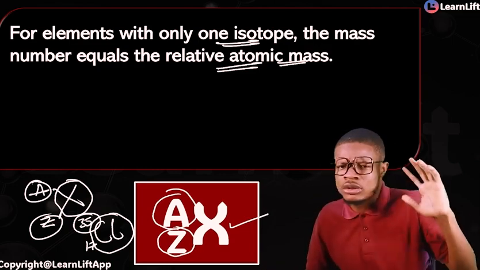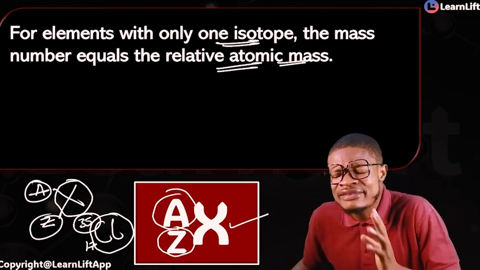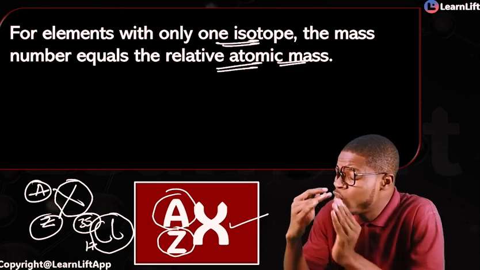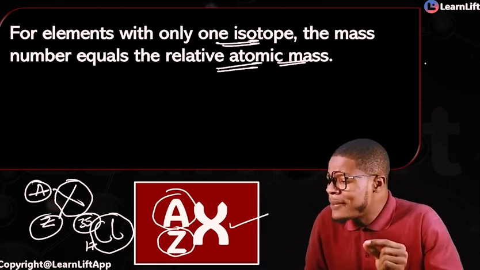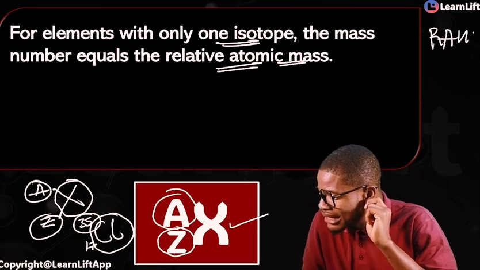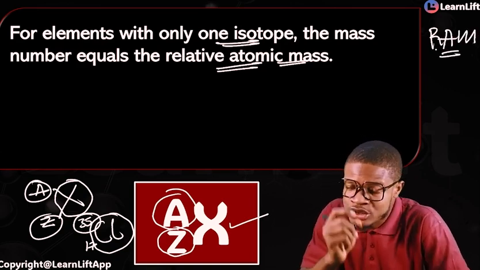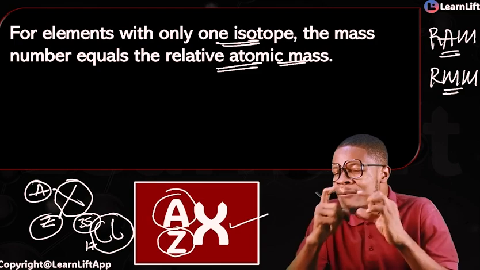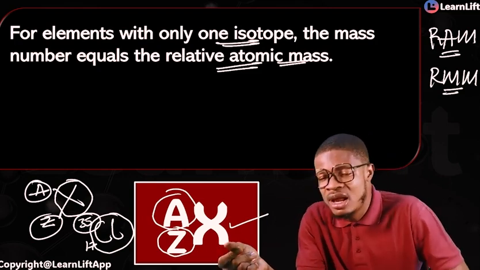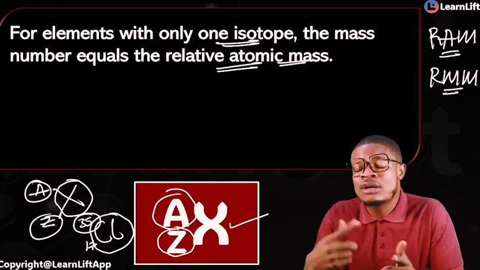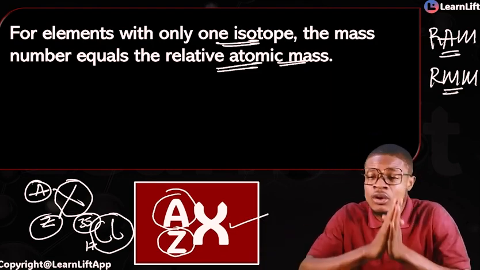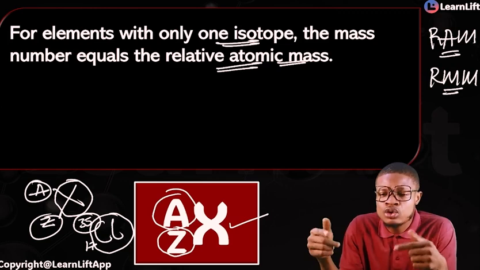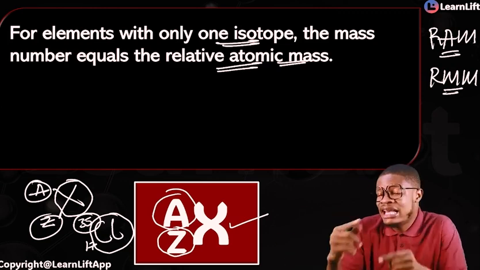Now listen carefully before I go on. Anytime you hear the word relative atomic mass, because we are dealing with atomic there, it means we are talking about elements. We are focusing on elements. It is different from relative molecular mass. When they say relative molecular mass, molecular, you have now entered compounds. Relative atomic mass has to do with elements. Relative molecular mass has to do with compounds. Now listen carefully. For elements that have one isotope, the mass number is equal to the relative atomic mass. That's elements with one isotope.